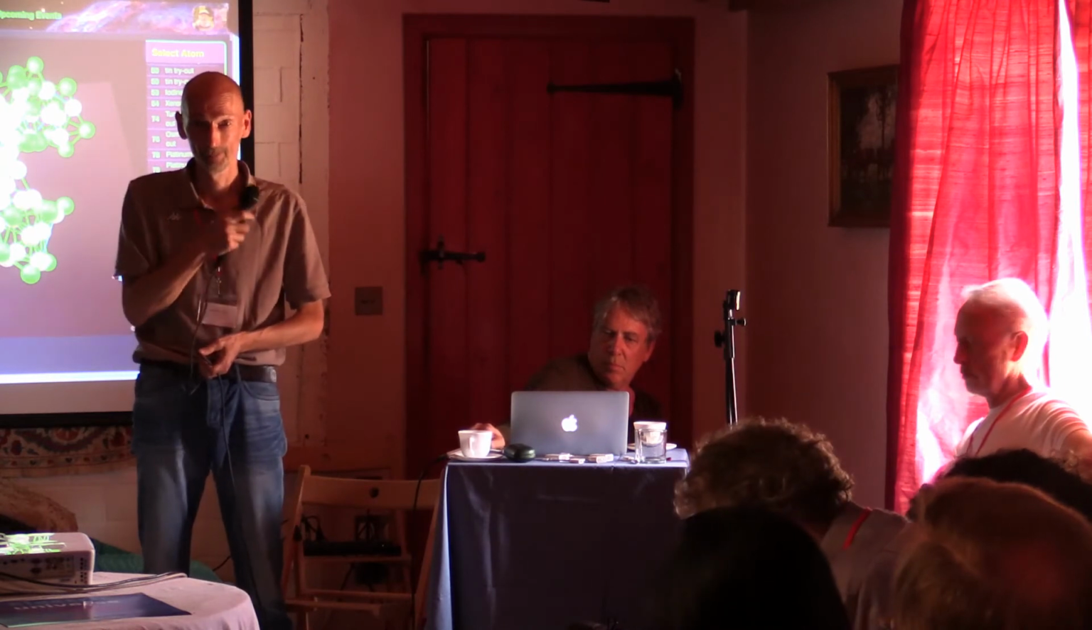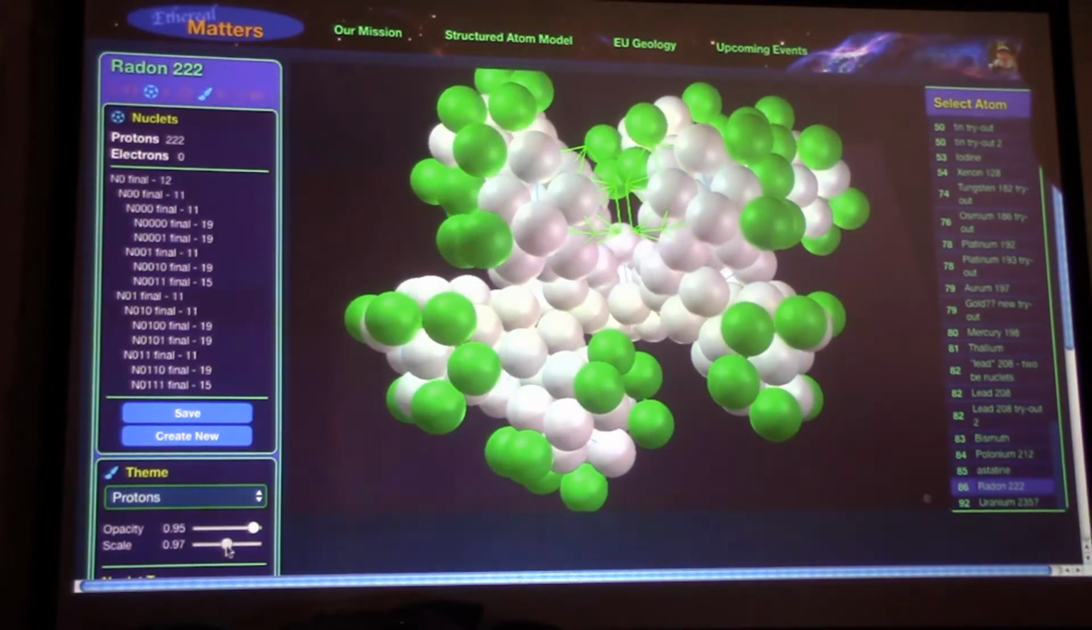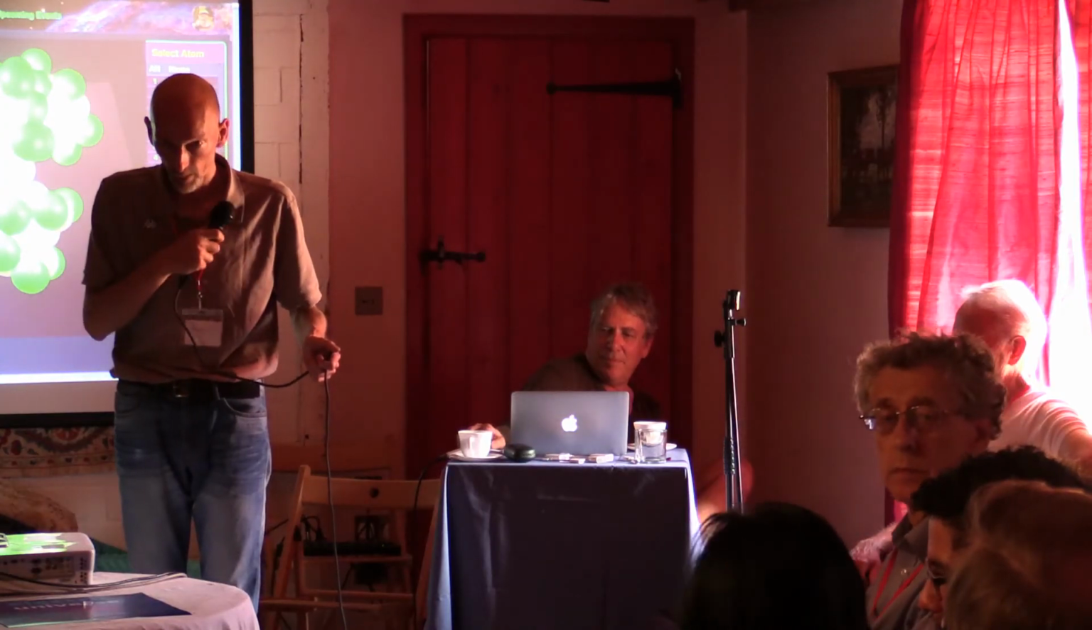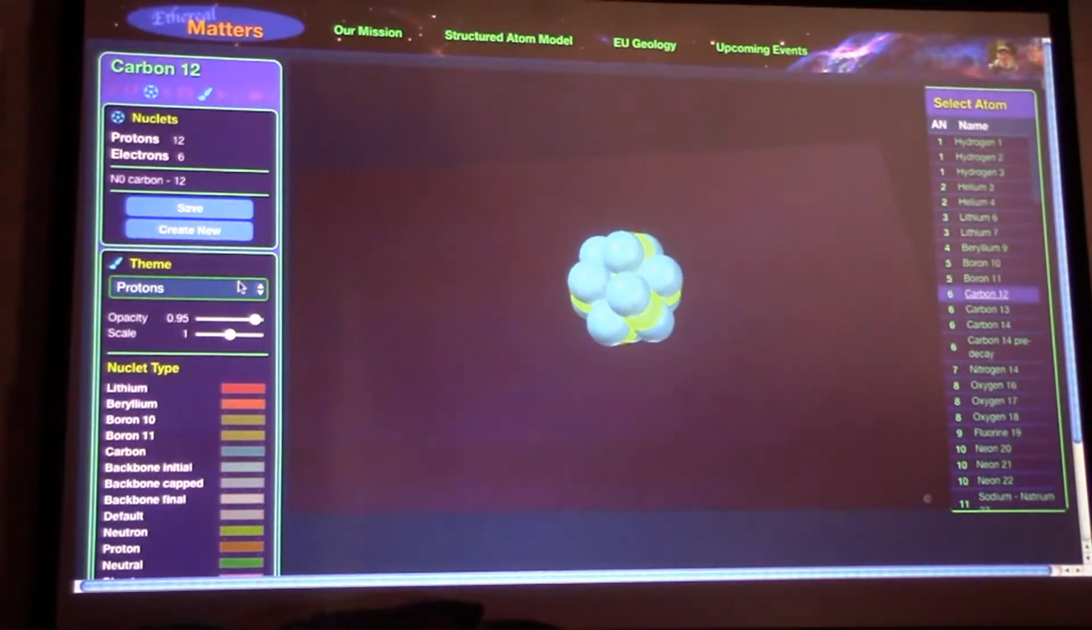Questions? How does your model cope with different isotopes of the same element? Isotopes. Well, let's stick with carbon. There's carbon-13, and if we make one more step, we get carbon-14.